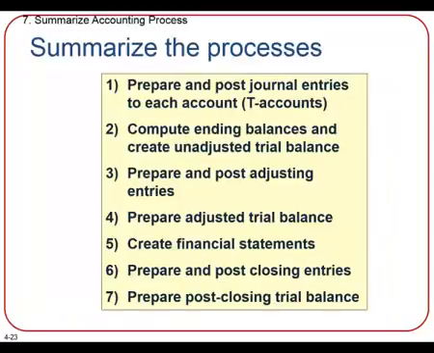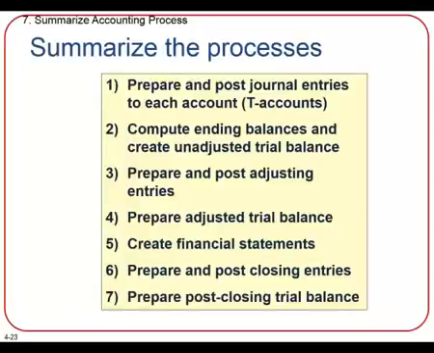We know that we can prepare and post journal entries and post those individual entries to the T accounts or the ledgers for each account. Then we compute the ending balances for each account. Say cash, we know the ending balance of cash because we posted the transactions and we know how it affects the cash balance. And then we can create an unadjusted trial balance with all the balances for each account. We'll prepare and post adjusting entries. We'll prepare the adjusted trial balance to make sure we're still in balance with our debits and credits.